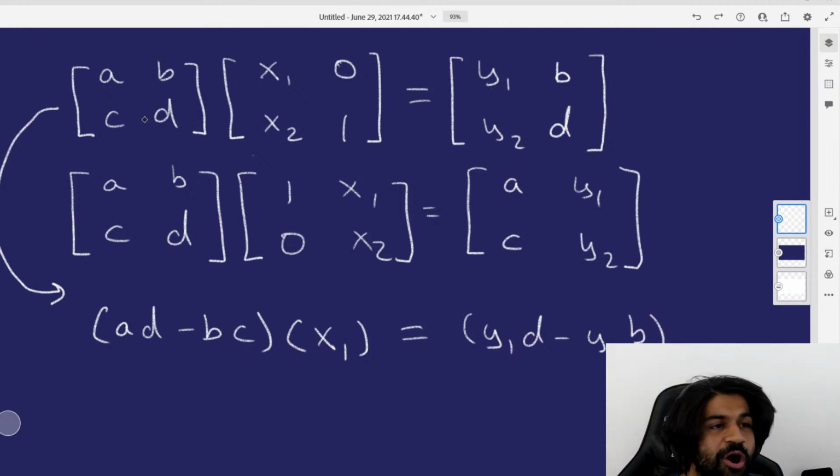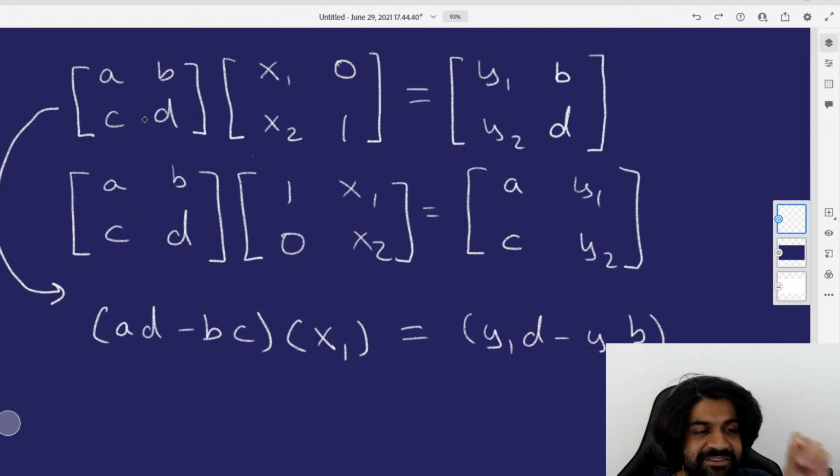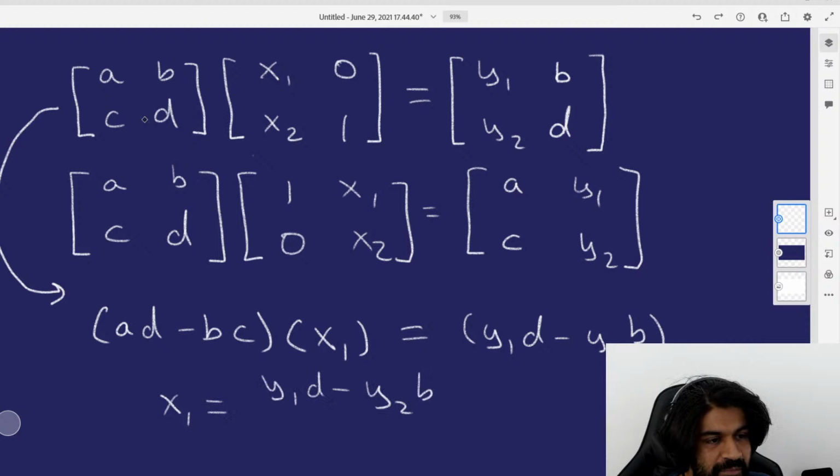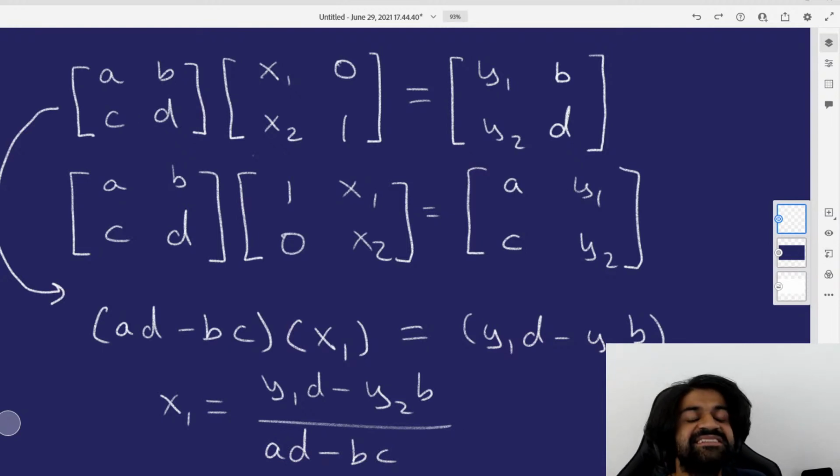So remember, all I did to this first system is take determinants on both sides. But notice this is giving me a formula for x1, because it is telling me that x1 is precisely y1d minus y2b over ad minus bc. How about that? So this is in essence Cramer's rule. Of course, I've only done it for 2 by 2 matrices, but I'll describe what happens.